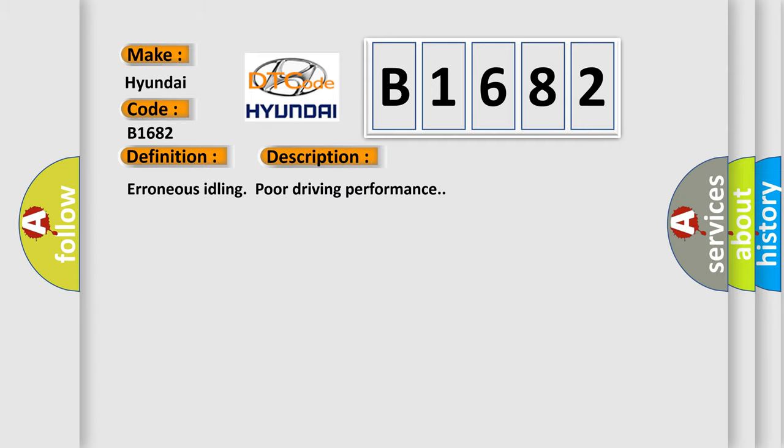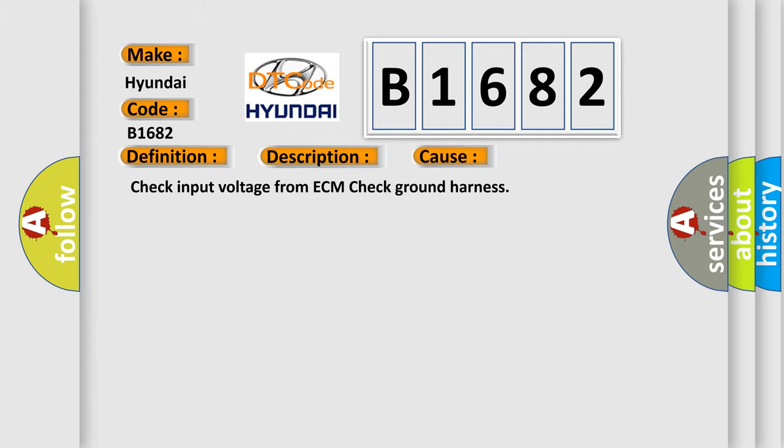And now this is a short description of this DTC code: erroneous idling, poor driving performance. This diagnostic error occurs most often in these cases: check input voltage from ECM, check ground harness.